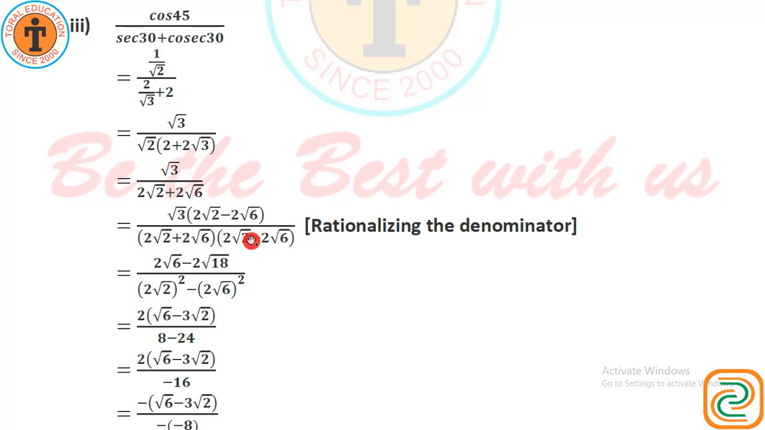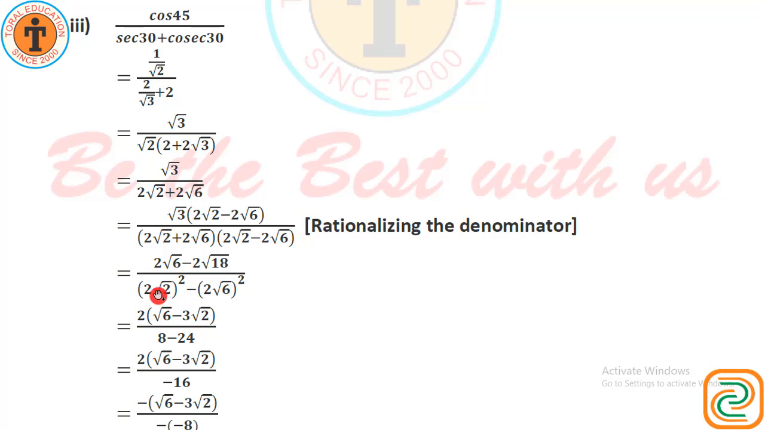So what is here? Here I have multiplied root 3 by 2 root 2. It gets 2 root 6. Root 3 into root 6, 3 2s are 3 6 are 18. Then 2 root 18. And what is here? This is a plus b, a minus b. So I have taken a square minus b square, which is our identity. 2 root 2 whole square minus 2 root 6 whole square.